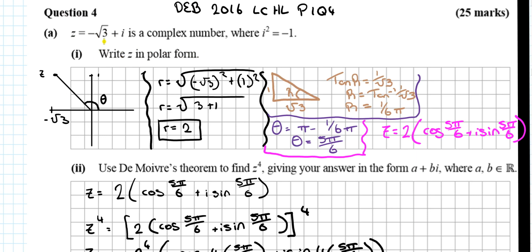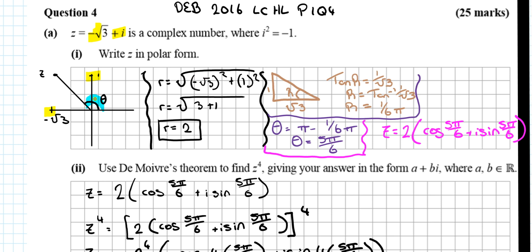So nice question. We know it's minus root 3 on the real axis and 1 on the imaginary axis. You can find the modulus very easily by just using the modulus formula. r is equal to the square root of a squared plus b squared, where a and b are coming from minus root 3 and 1. The argument's a little bit more difficult to find.